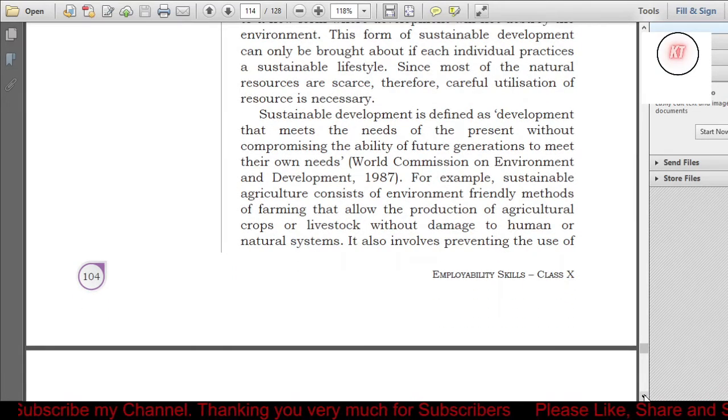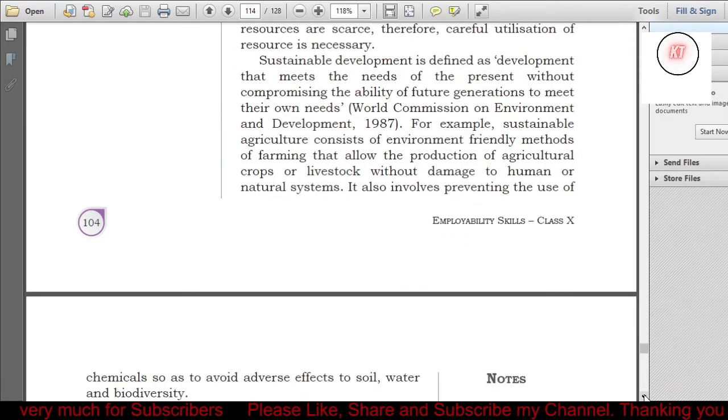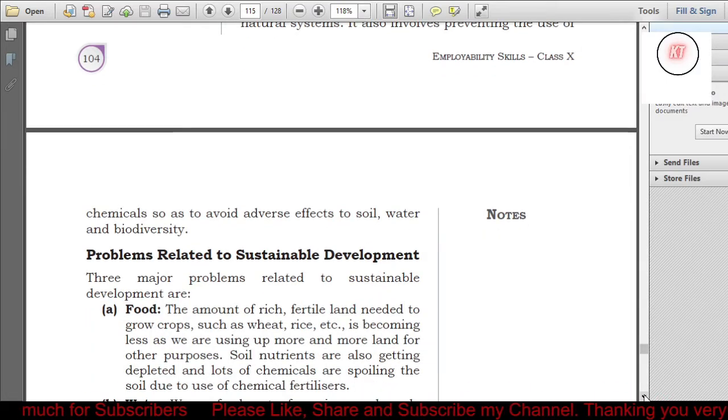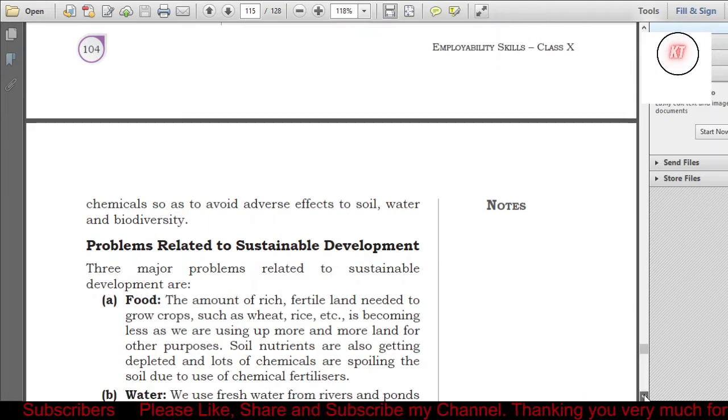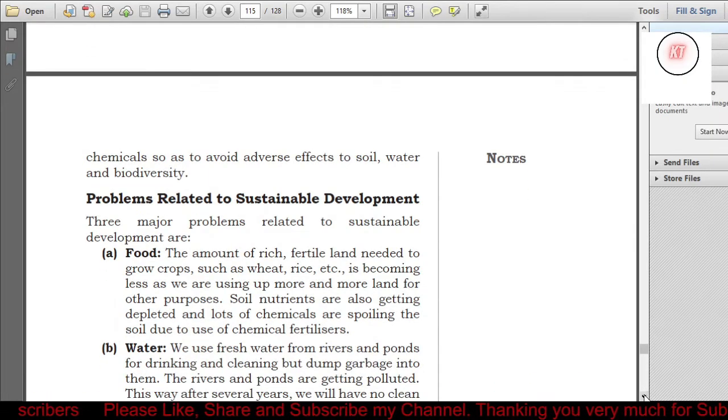For example, sustainable agriculture consists of environment-friendly methods of farming that allow the production of agricultural crops or livestock without damaging the human or natural systems. It also involves preventing the use of chemicals so as to avoid adverse effects to soil, water and biodiversity.